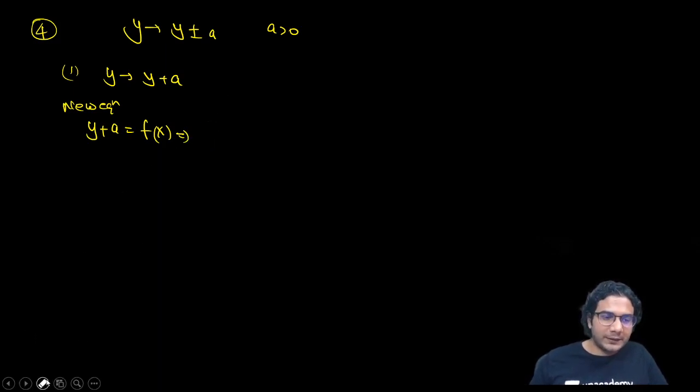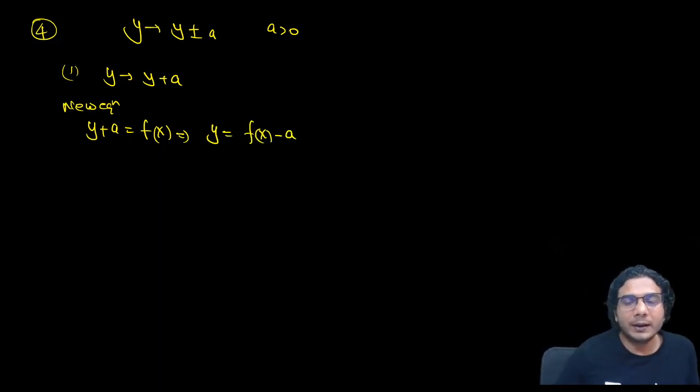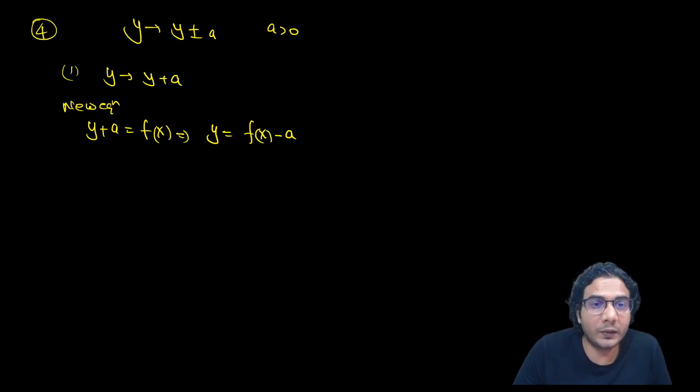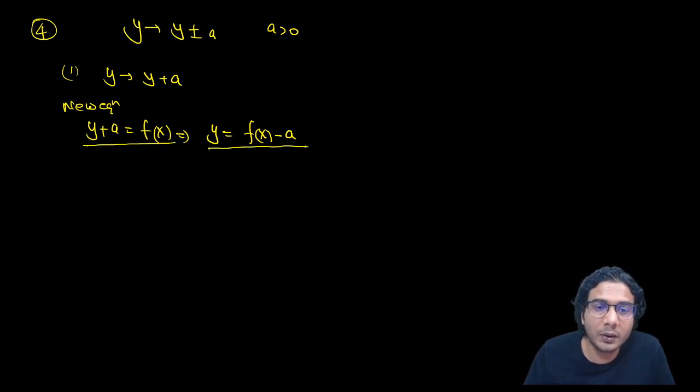There is another way of reading this equation which is simple to understand. You can write y is equal to f(x) minus a. That means adding a to y, that is writing y plus a is equal to f(x), is the same as writing y is equal to f(x) minus a. Adding a to y means subtracting a from f(x), all right? You can subtract that same constant from the expression of x, and it will give you the same transformation. These two equations are identical. Whether you write y plus a is equal to f(x) or y is equal to f(x) minus a.